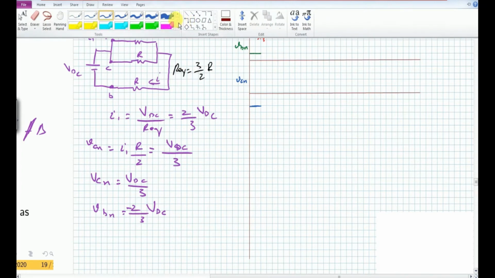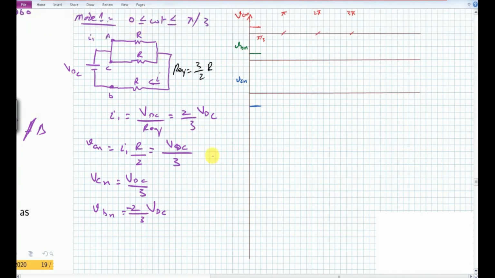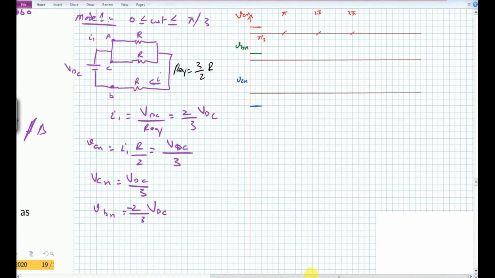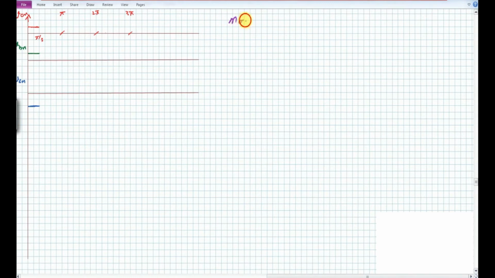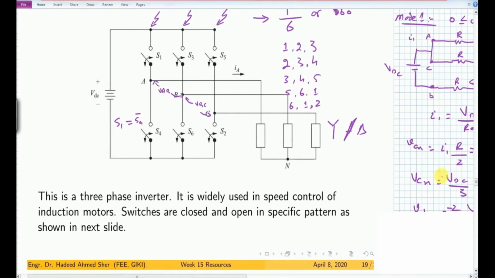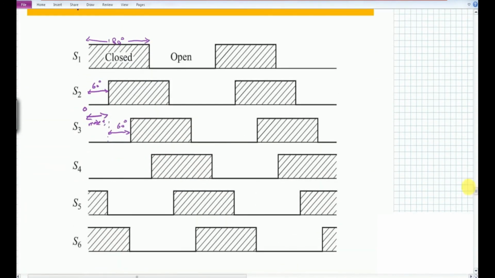Now on similar grounds, we can compute the value for the second mod, which starts from pi by 3 to 2 pi by 3. So for mod number 2, pi by 3 is less than or equal to omega t is less than 2 pi by 3. For this particular time, we have to see what is the switching sequence here. So let us move back here and see what happens in this second mod.